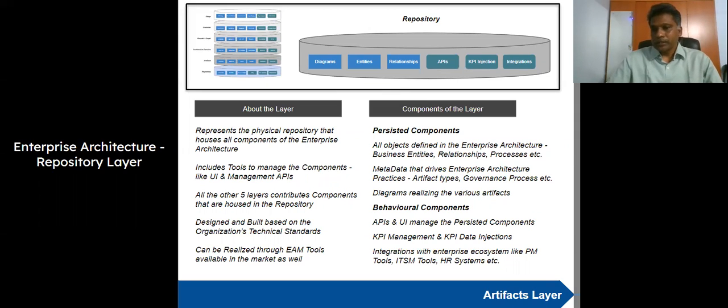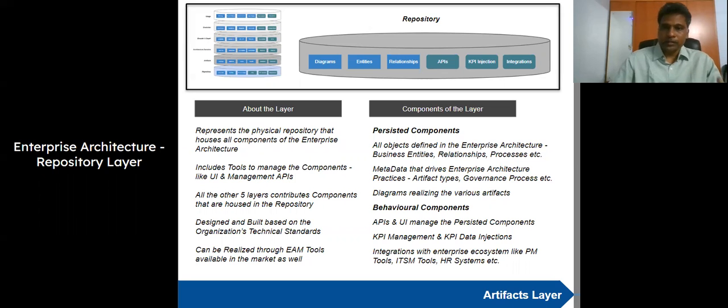And also the integrations. How are we going to integrate this repository with the enterprise ecosystem? This could be project management tools like Jira, collaboration tools like Confluence, HR tools, or the ticketing systems in the organization. To have an effective enterprise architecture practice, we need to integrate with these tools so that it can be automated, rather than this becoming a standalone tool. It has to be integrated with the enterprise ecosystem. So that's a brief on the repository layer. We'll see it in more detail in subsequent videos.